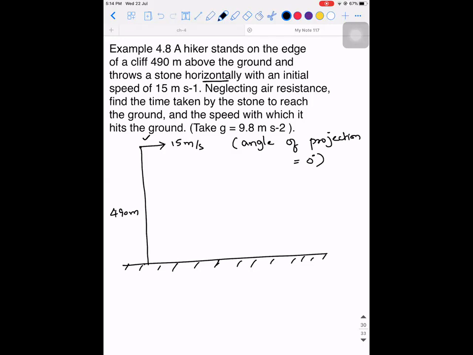With an initial velocity of 15 meters per second, neglecting air resistance, find the time taken by the stone to reach the ground. Due to the horizontal velocity, it will try to go horizontally. But why is it actually coming down? It is because of gravity. So it will follow a path like this. This is also a parabolic path.